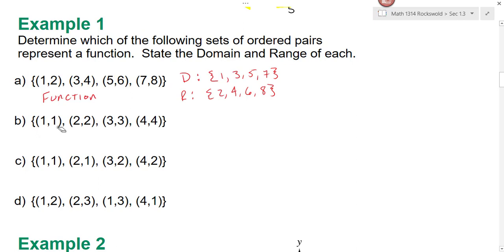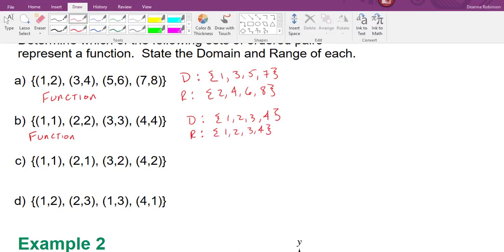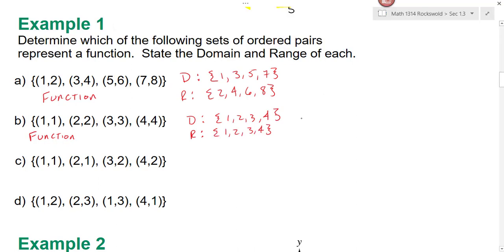For part B, does this set of ordered pairs represent a function? What's the domain of this function? 1, 2, 3, 4. And what's the range? Same thing. So what we observe is we still have a function if the x's are equal to the y's.